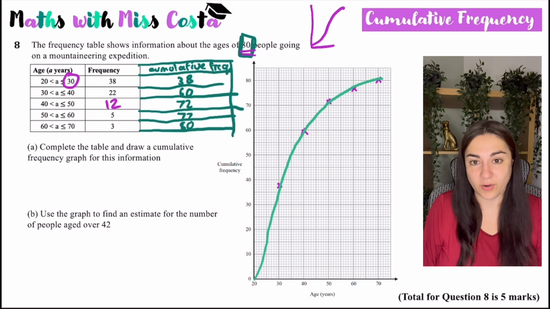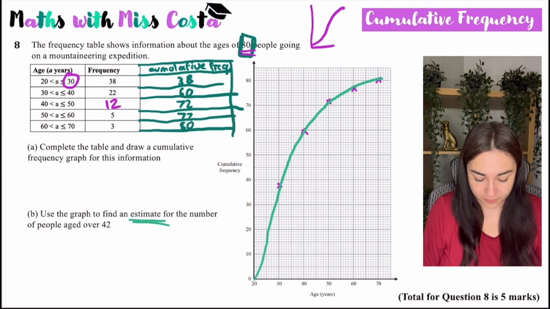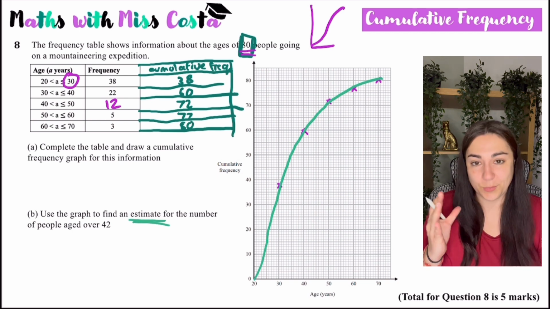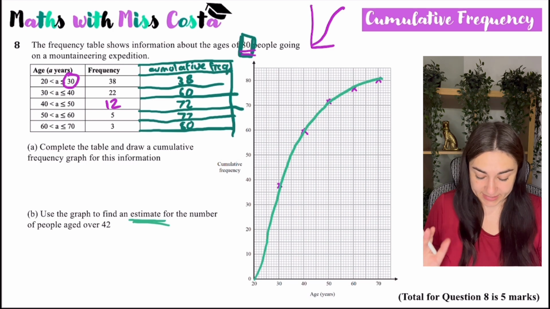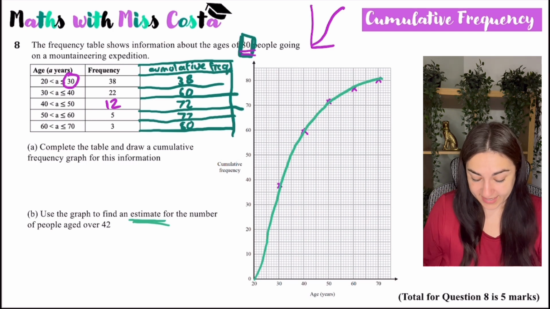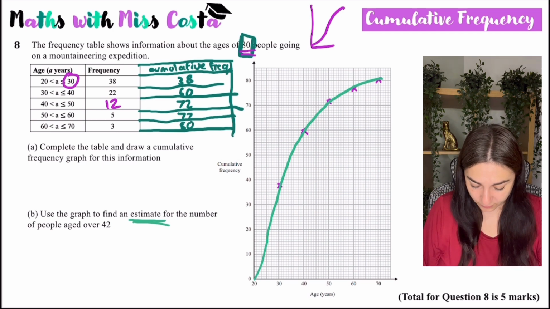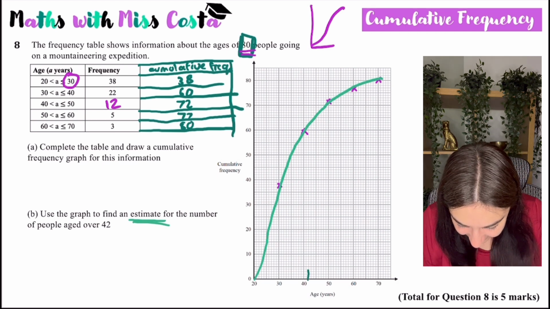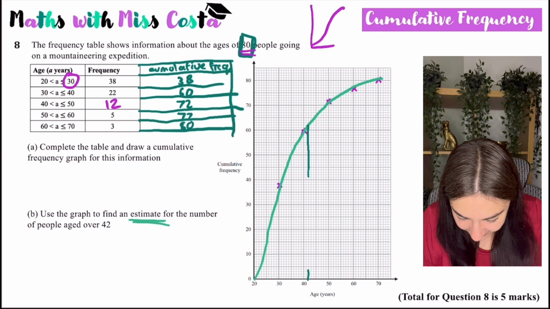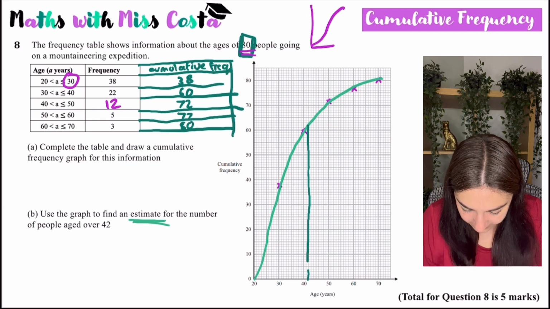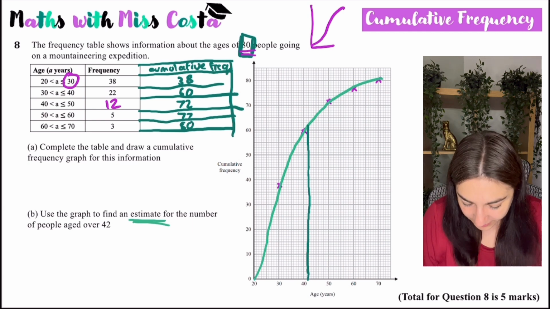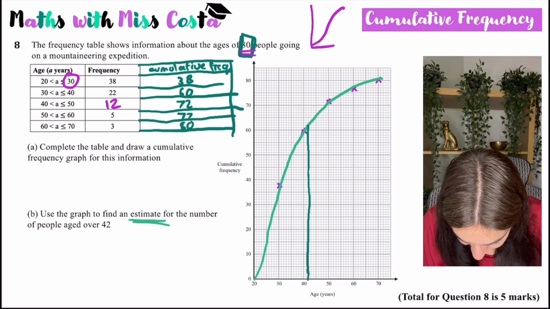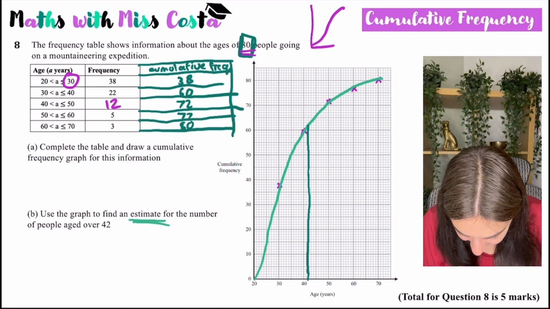Okay, now use the graph to find an estimate for the number of people aged over 42. So what I do when I'm estimating using cumulative frequency, I go along the axes they've told me, so people aged over 42. So 42 would be here. You draw that with a ruler, but I don't have one. And then you go up to the graph, and that tells you that's 61, 2.